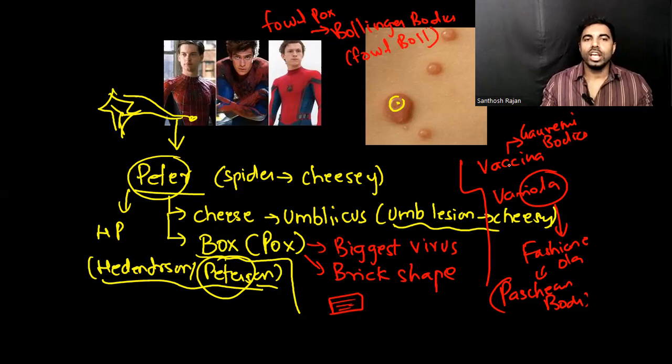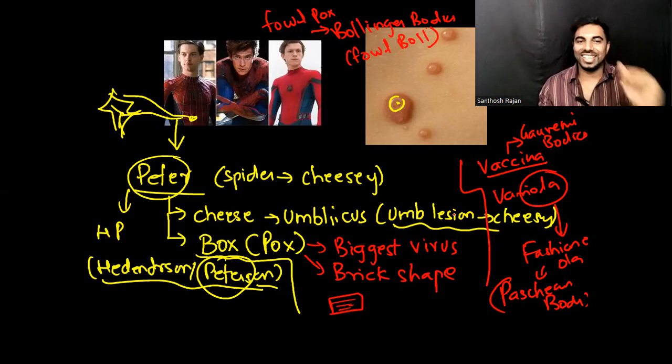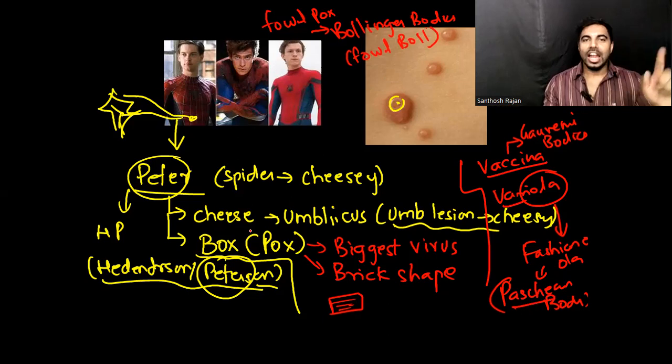Vaccinia, Guarnieri. Gauri ka kya dena? Gauri needs a vaccinia, vaccine. Vaccine lena, vaccinia. Variola is Ola is a fashionable one, so passion bodies. So these are the frequently asked questions. And Henderson-Peterson body itself is for the pox. So these are the questions they can ask. That's it. This much only.